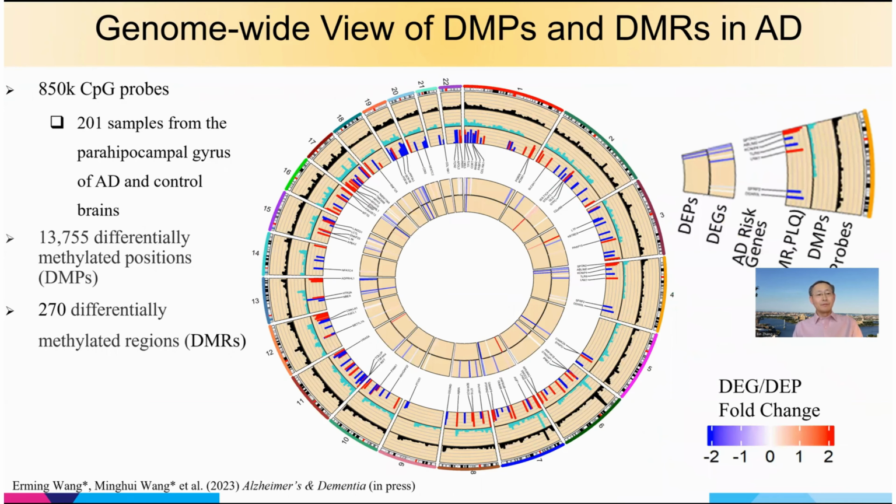First, we compare AD and control samples to identify about 14,000 differentially methylated CpG probes. And then we identify 270 differentially methylated regions, which are comprised of highly correlated adjacent CpG probes.